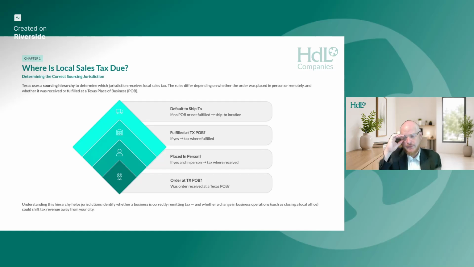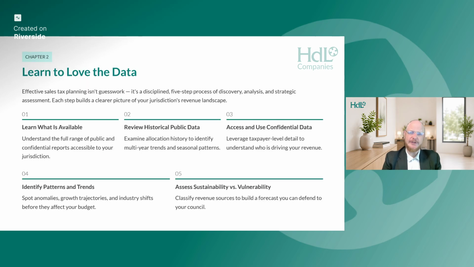If we continue working our way through this graph and we're answering no, no, no, then we're going to get to the final question here, which is, where was that order shipped to? And that's the other possible destination for sales tax here. So at the end of the day, we're looking at three common locations for where sales tax can be due in Texas. It's going to be a place of business where the order was received, potentially a place of business where the order was fulfilled, or finally, the third option is the ship to location or the customer address where that order was delivered.